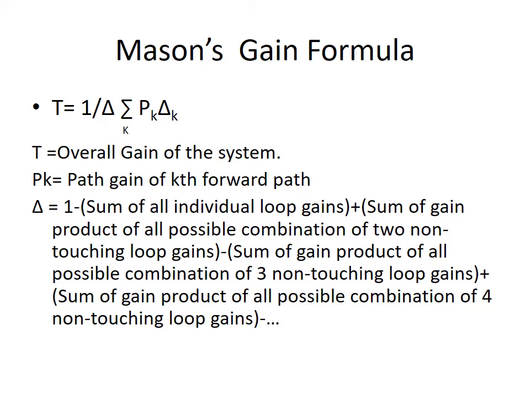and so on. Depending upon the complication of the given signal flow graph, this delta value may be larger or smaller. You have to find out these values to find the overall gain of the system. Here delta k is equal to 1 minus the loops which are not touching that particular forward path. That is called delta k. So using these different notations, you can find the overall transfer function of the system.